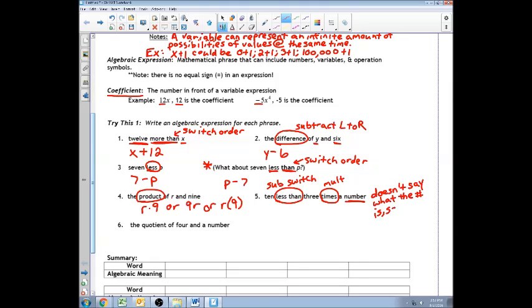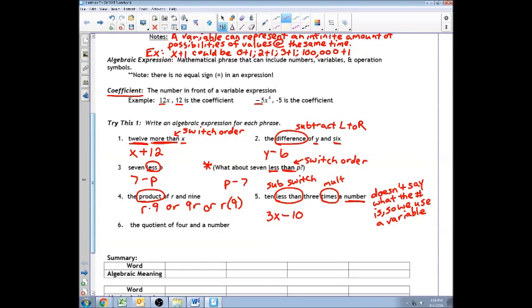So we're just going to use a variable. We will use a variable to hold that place. So since it says less than, I'm going to start with the multiplication problem. It's 3 times a number, so we start with that. It would be 3x. Less than means subtract, so it would be 3x minus 10, because it's 10 less than 3 times a number.